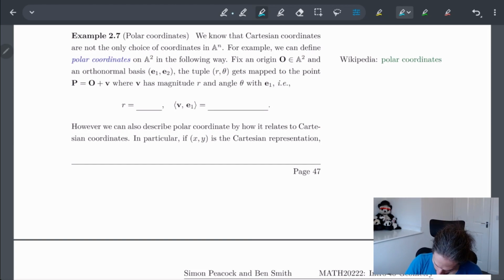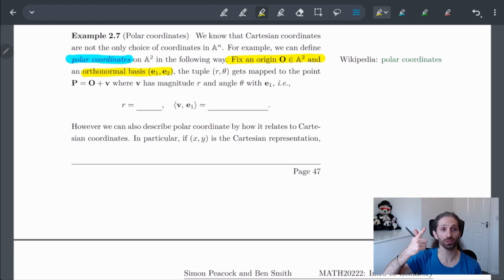So polar coordinates are actually defined in the following way. Again, we want to set some origin. So we fix some origin O and an orthonormal basis, right? So we have to have these two.